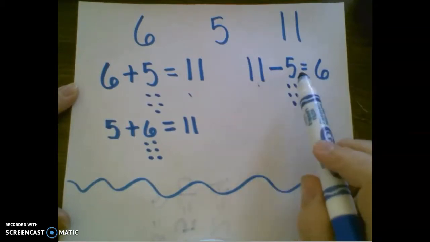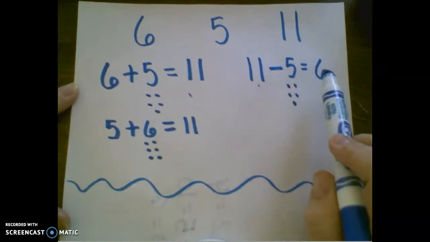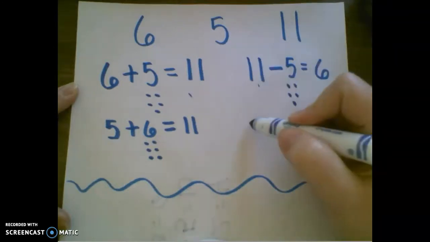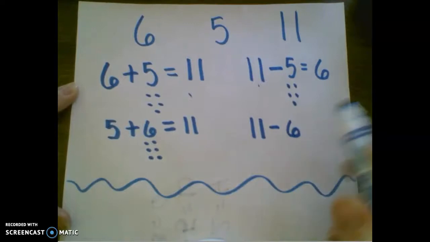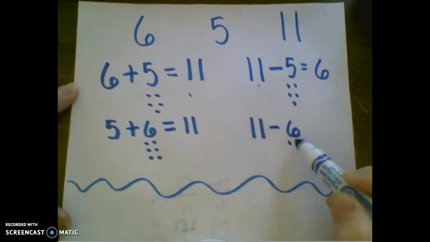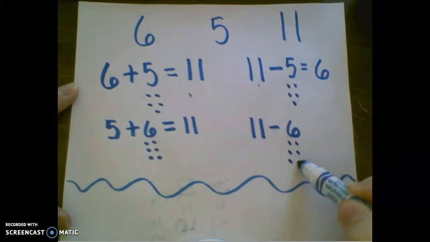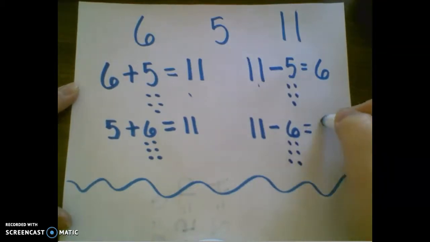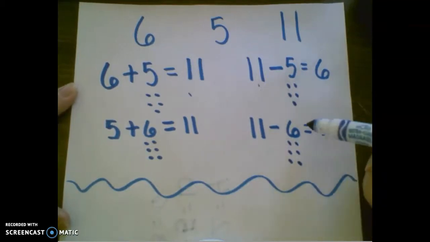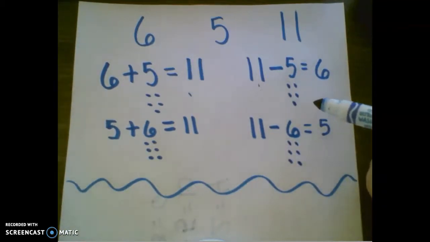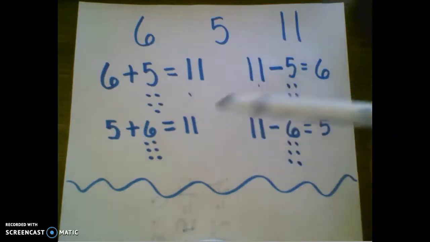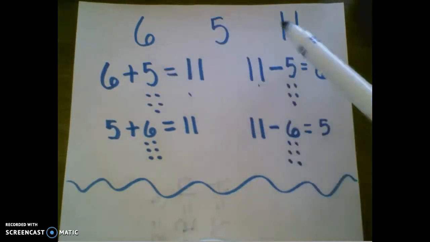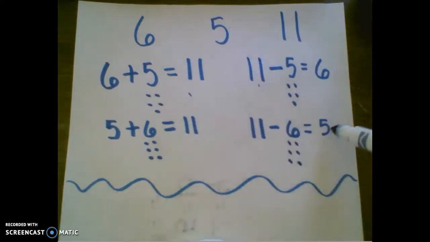Now, if I start with 11 again, and I did 11, and I did 5, and I did 6, and if I rearrange it again, and I start with 11, and I subtract 6, let's see, 11, 10, 9, 8, 7, 6, 5. That equals 5. So now I was able to make that equation. So that makes me have all of the different equations that I can make. I can make these 4 equations using these 3 digits, and that is equal to the fact family. So 2 addition problems and 2 subtraction problems.